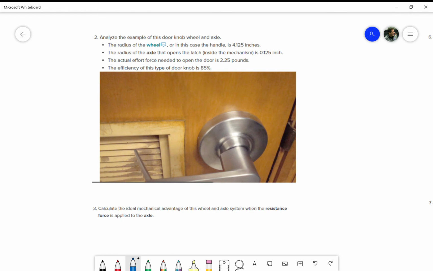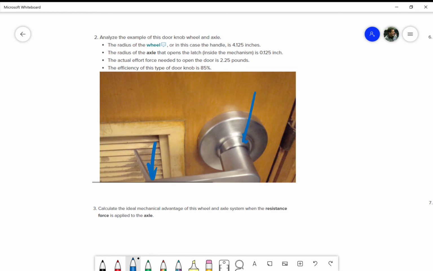Okay, so we are going to do example number 1 for our virtual wheel and axle lab. So here is our example. We have a doorknob and the hinge, and the idea is that your force of effort would be somewhere around there, and your resistance force is somewhere around there, right?